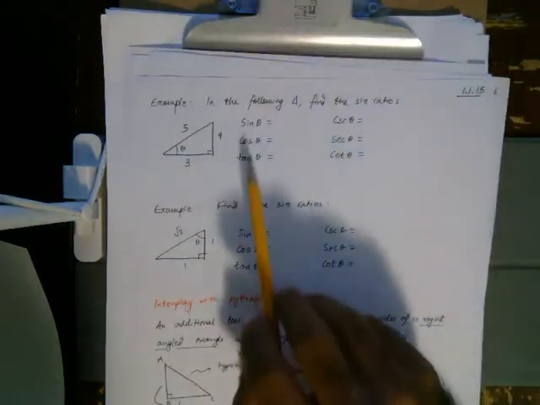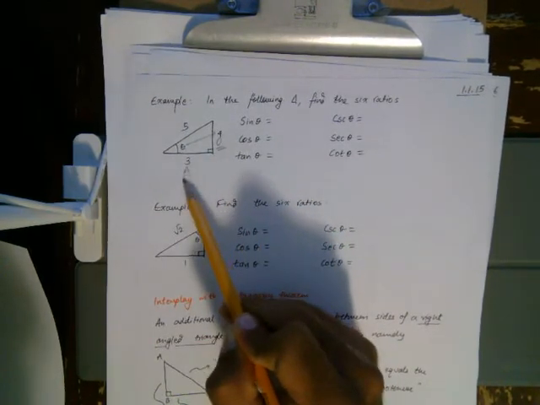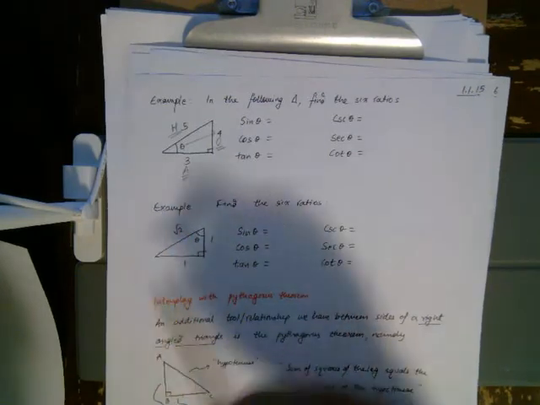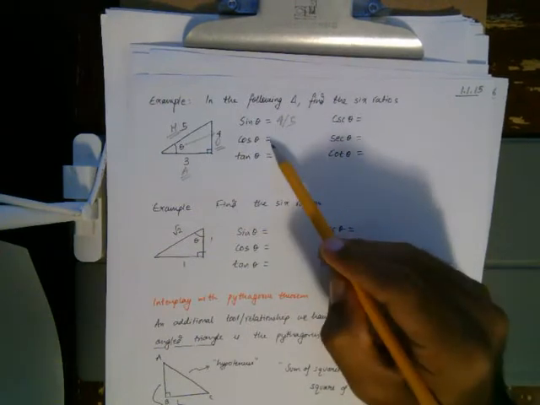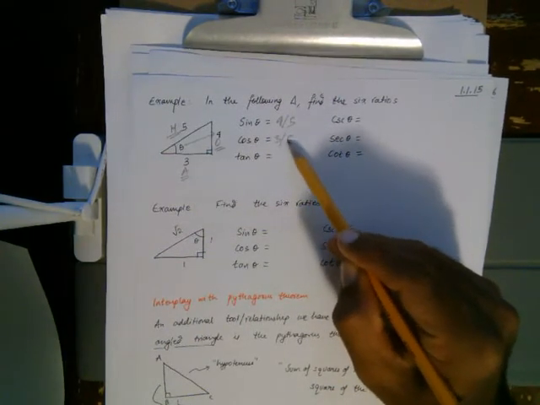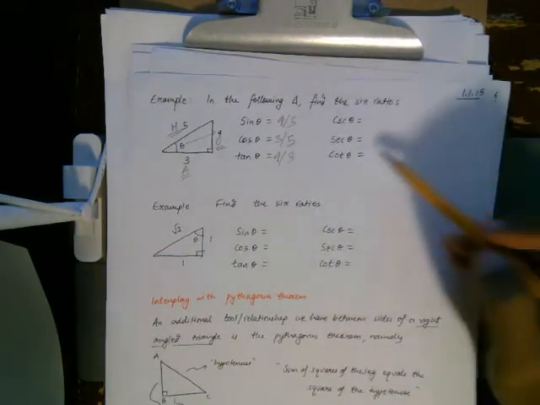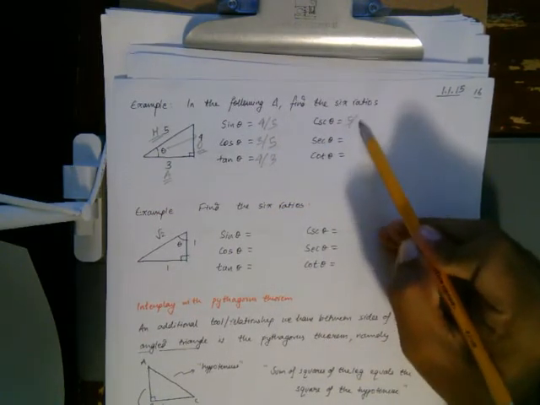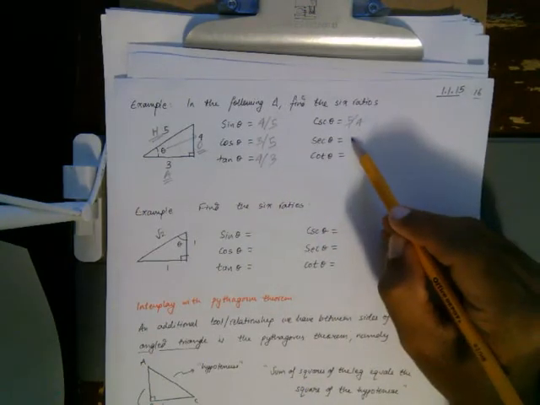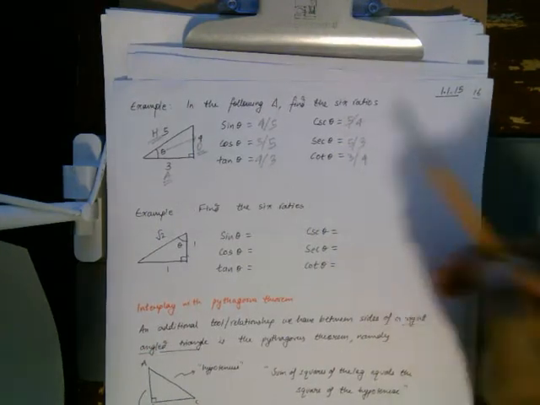Let's look at an example. In the following triangle, find the 6 ratios. Okay, so that's my angle. So that is opposite, that is adjacent, and that is hypotenuse. So sine is opposite over hypotenuse, so 4 over 5. Cosine is adjacent over hypotenuse, and tangent is opposite over adjacent. And then these ratios are just reciprocals. Cosecant is the reciprocal of sine, so it's 5/4. Secant is the reciprocal of cosine, so it's 5/3. And cotangent is the reciprocal of tangent, so it's 3/4.